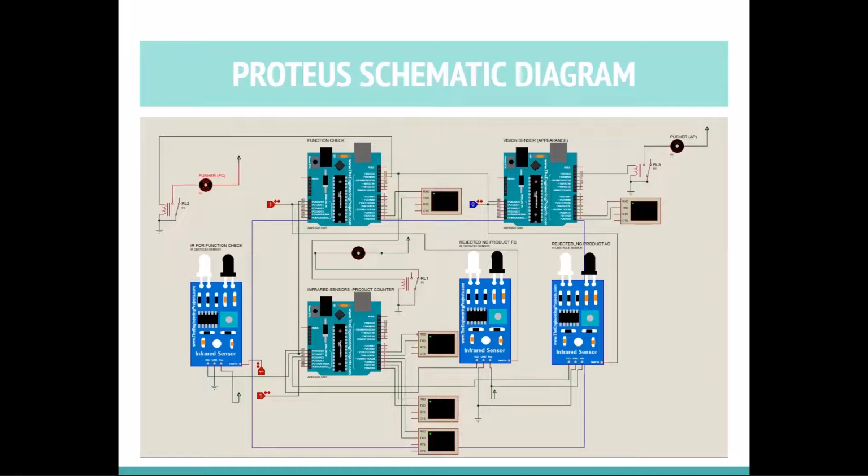If the proximity sensor here on the left side, we can see IR for function check, detects an object, it will alert the Arduino board. Thus, the Arduino board will stop the motor and the machine will start to operate. Now I'll show you a short simulation of our schematic diagram.